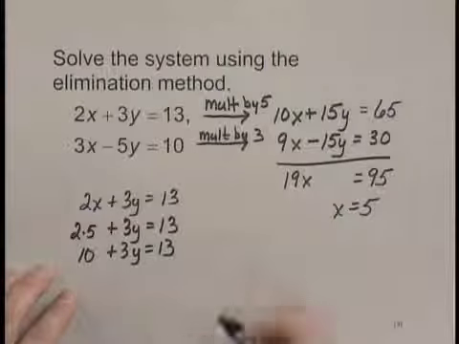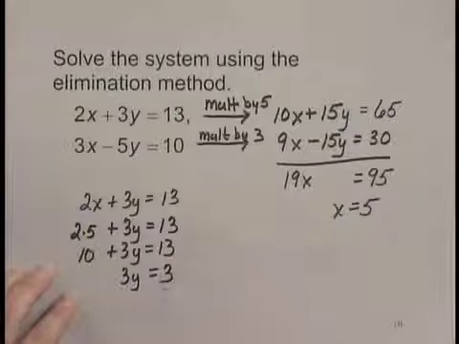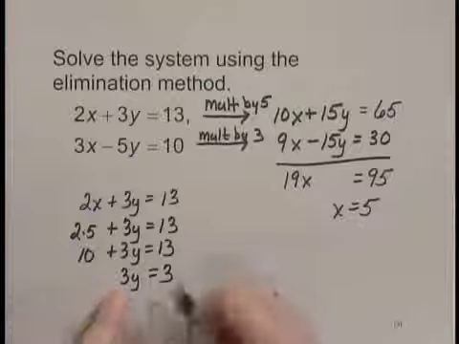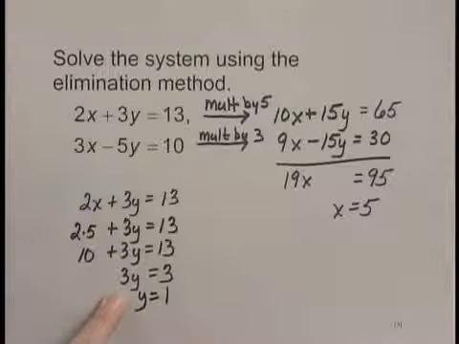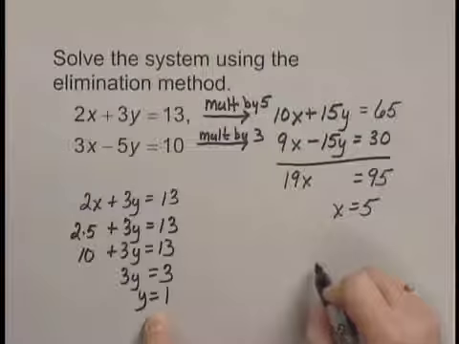Now I subtract 10 from both sides of the equation, and I have 3y equals 3. Dividing by 3 on both sides, I have y equals 1. So I have a possible solution of 5, 1.